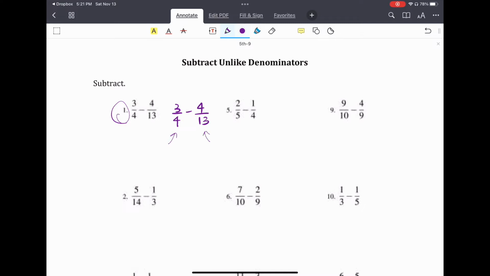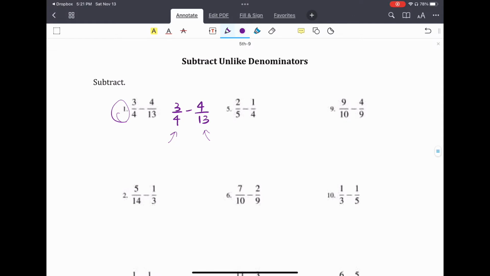If we have unlike denominators, we cannot just do 3 minus 4, which is -1, a negative answer, which also tells you you cannot do it that way. You cannot just subtract the numerators. You have to change the fractions so that they have the same denominators. So 3/4 has a denominator of 4 and 4/13 has a denominator of 13.